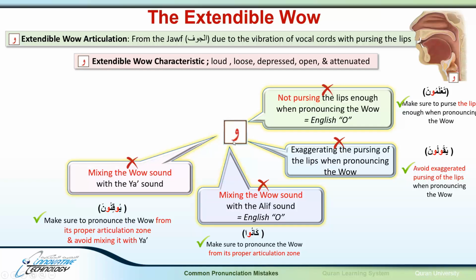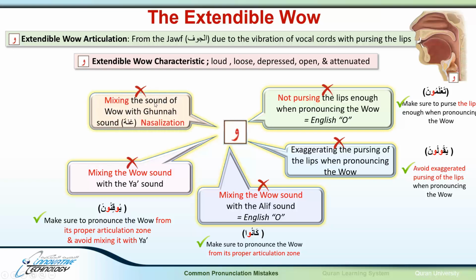The last group of the mistakes of the wow is mixing its sound with ghunna, nasalization. الظالمون. And the proper way is to pronounce it like this. الظالمون. Not to mix it with a nasal ghunna. Don't say الظالمون. Thus, avoid nasalization when pronouncing the wow and make sure you pronounce it without ghunna.